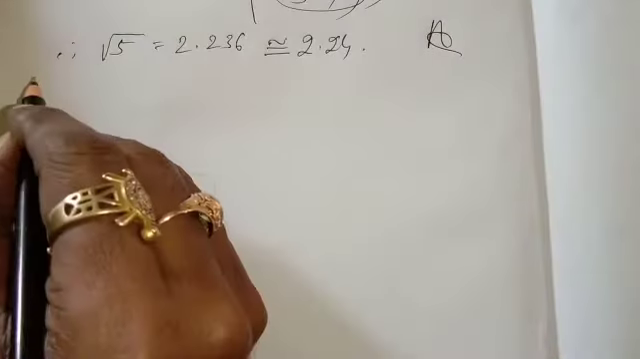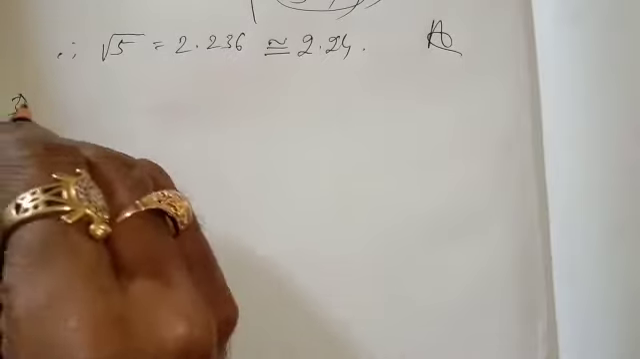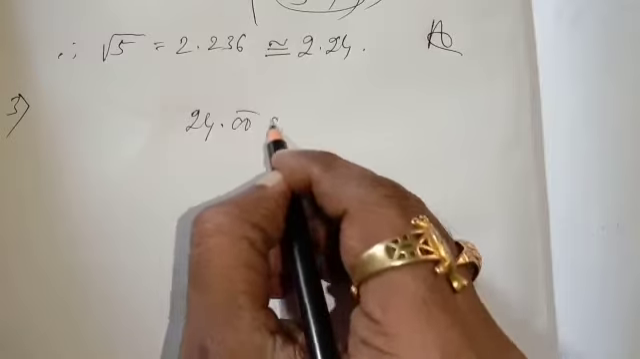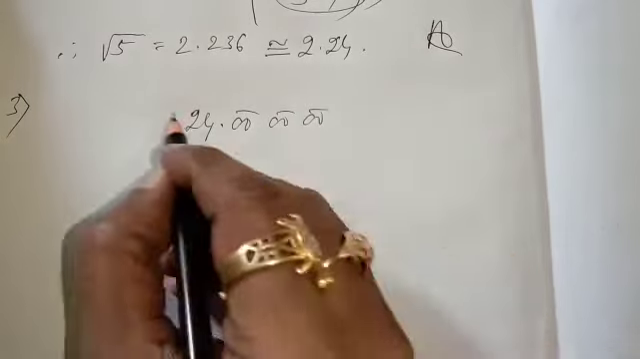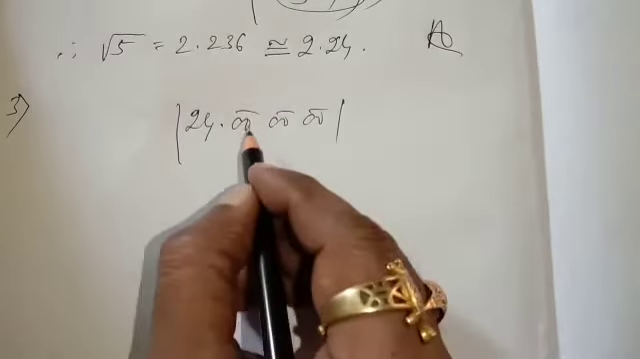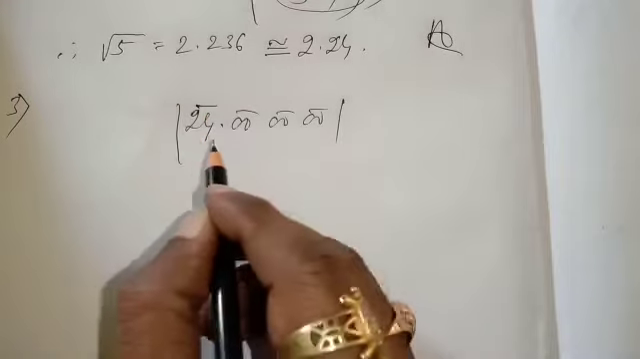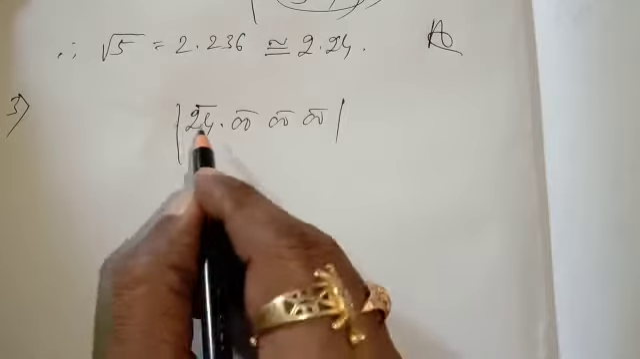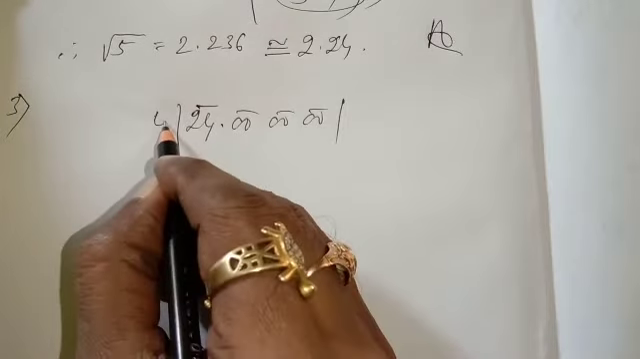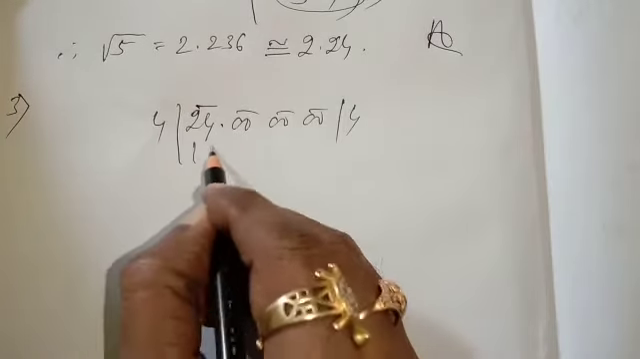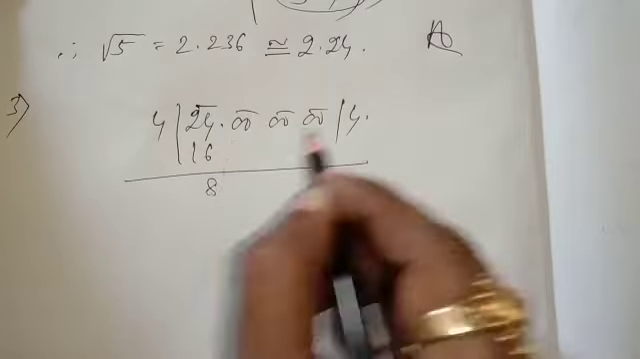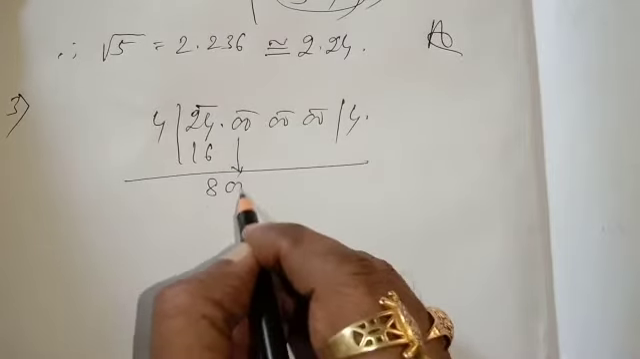Next I am doing number 3. Number 3: you have to find the square root of 24, which means 24.00. You have to make 3 pairs. 24 is one pair here. Just select the number. 6 6s are 36, 5 5s are 25, 4 4s are 16. Remainder coming: 24 minus 16, 8. The point will go there. Another pair 0 0 will come.